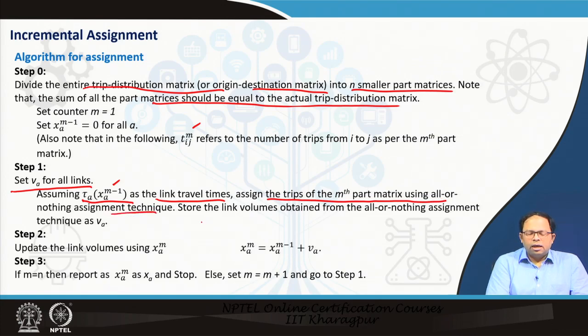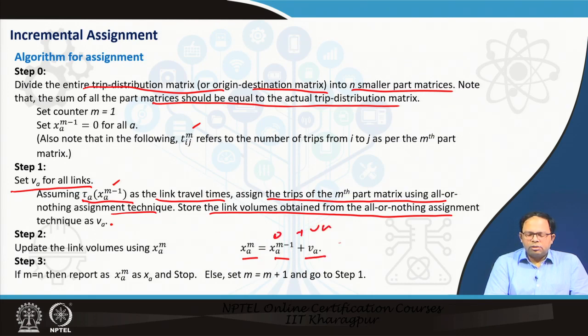So then store the link volumes obtained from the all-or-nothing technique as VA. What this basically means is we assign the entire first chunk of the trips that we have divided into the network using the travel times, and then we update the total link volume: xa^m equals xa^(m-1) plus VA. Initially it was 0, so 0 plus VA.